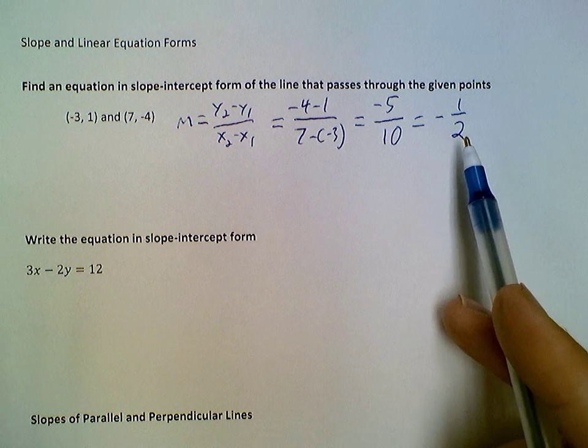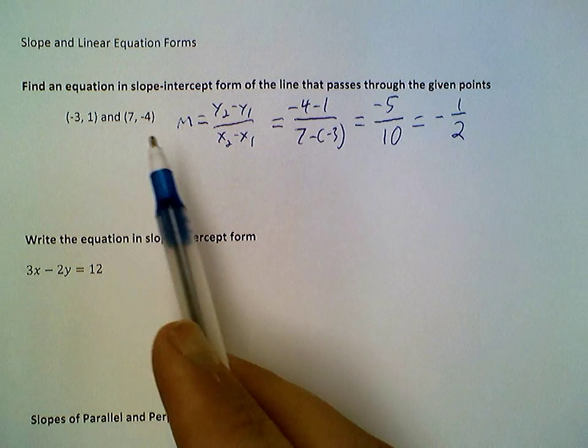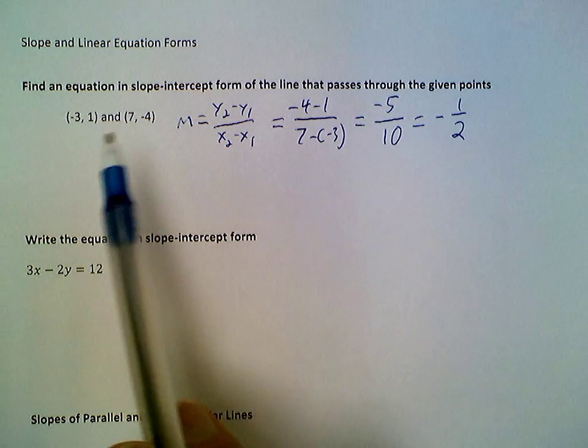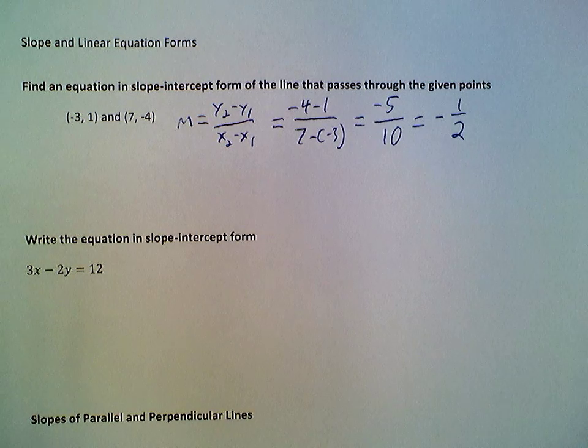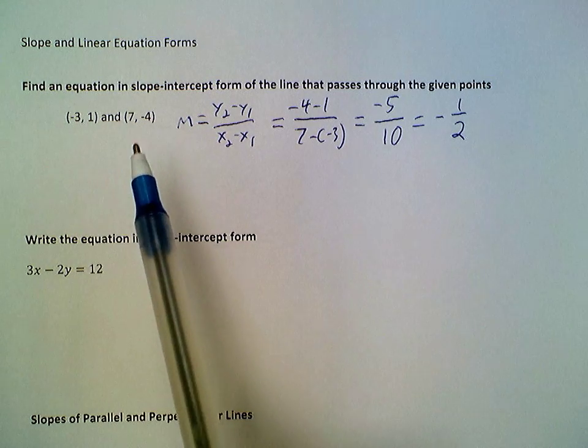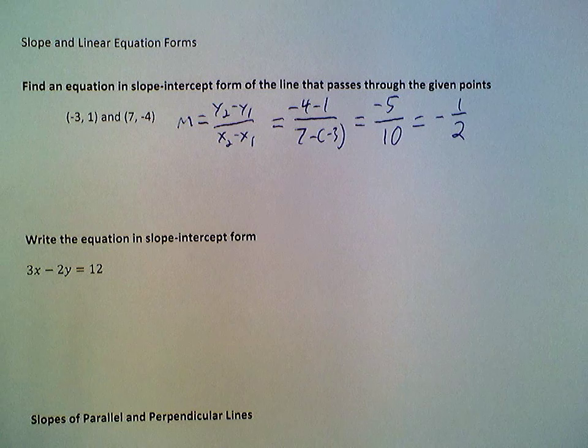And so now what I would do is take the slope and take one of these 2 points and put it into point slope form. Which point? It doesn't matter. Pick whichever point you want to use and go with that. So I'll just go ahead and pick the first point. But if you do it correctly, you'll get the same answer regardless of the point you pick.